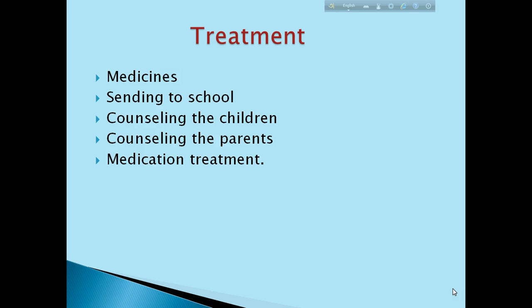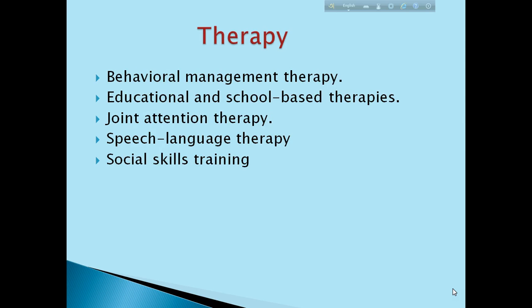Next is counseling. It is very important. By counseling the children, parents can understand their difficulties. Professional counselors do this. Counseling the parents is also important. It gives them scope to realize the situation, the condition of their children as well. Medication treatment is also important. It helps them to concentrate. So by giving proper treatment, we can give them a better situation. Moving on to our next slide.